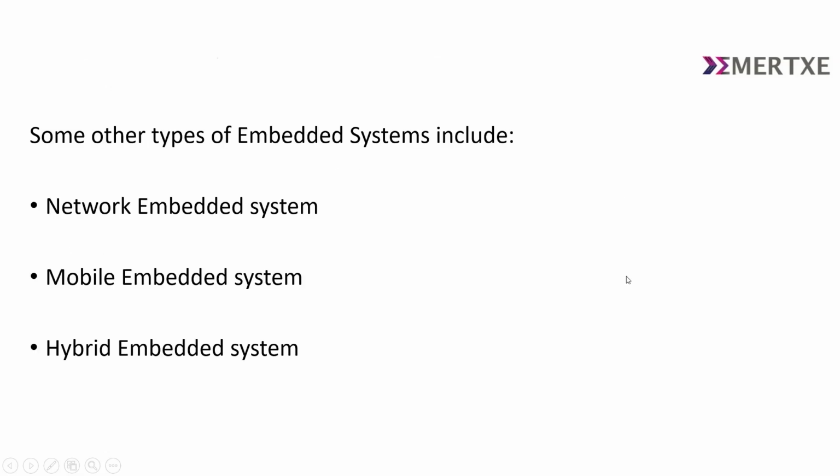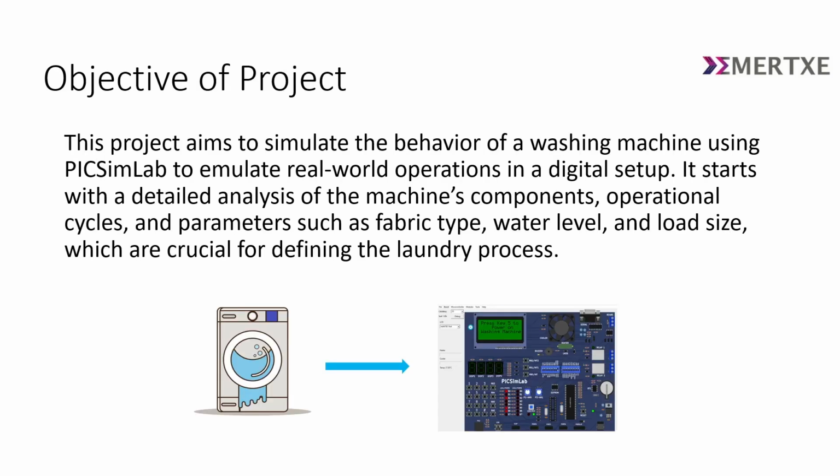And some other types of embedded systems include network embedded system. Like home automation projects, we connect multiple devices together. So these are the network embedded systems. And mobile embedded system, like our phone, smart mobiles. And hybrid embedded system, those are a combination of two types of embedded systems. Like robotics and IoT, we use different types of embedded systems and combine them. This is hybrid embedded system.